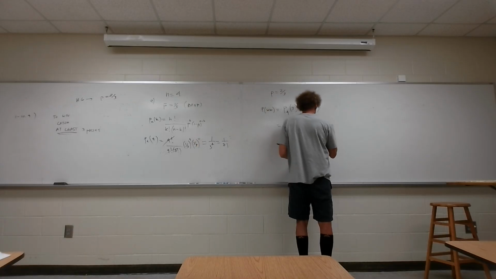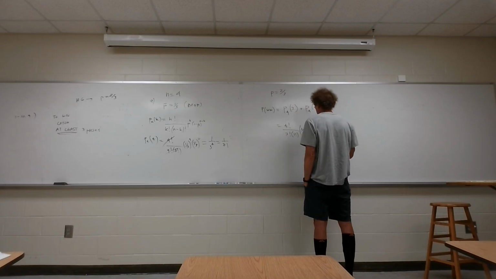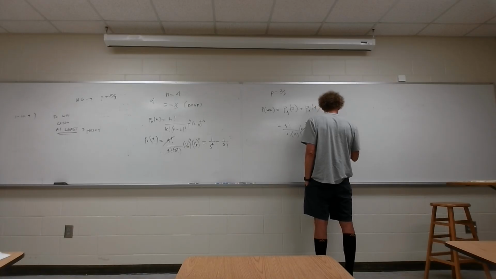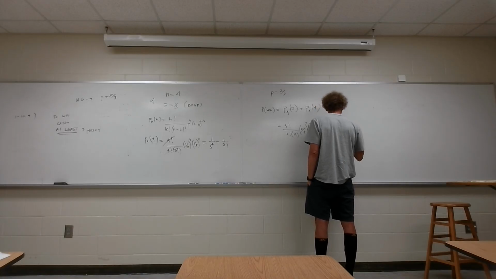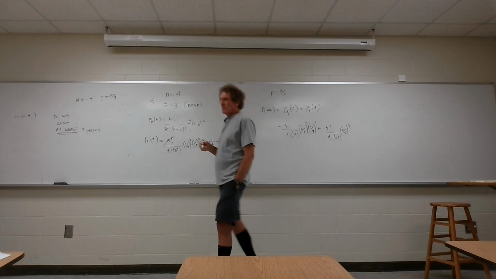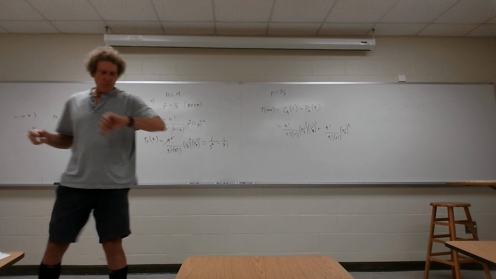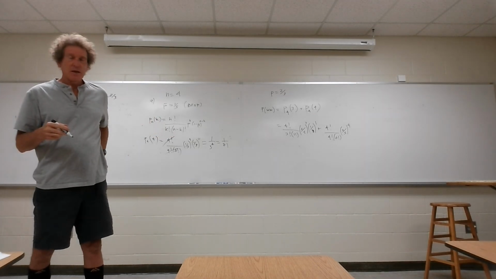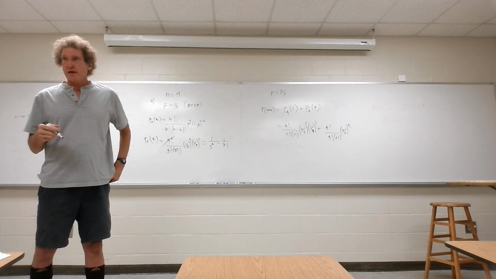Plus, and I'll stop in a second, plus the probability of 4 factorial over 4 factorial times 0 factorial, and then it's times 2/3 to the 4th power. Please take a moment, make sure you're convinced of what I just wrote. Do you agree with that?